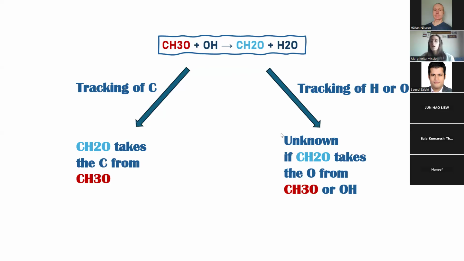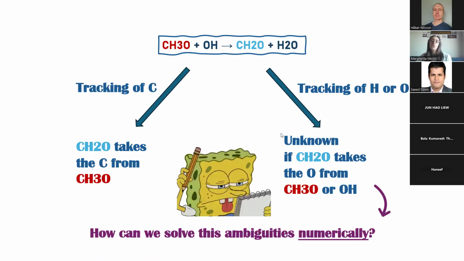we cannot a priori know if the hydrogen from the water is coming only from the CH3O or also from the OH. So we cannot univocally identify which part each element is coming from. And so we need to solve this ambiguity numerically. How can we do it?